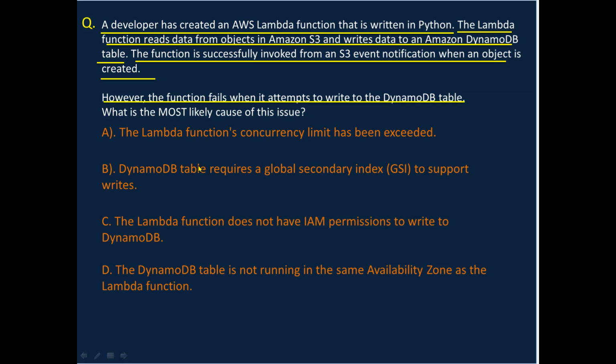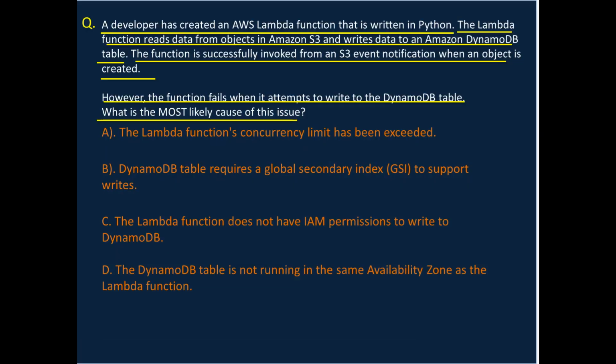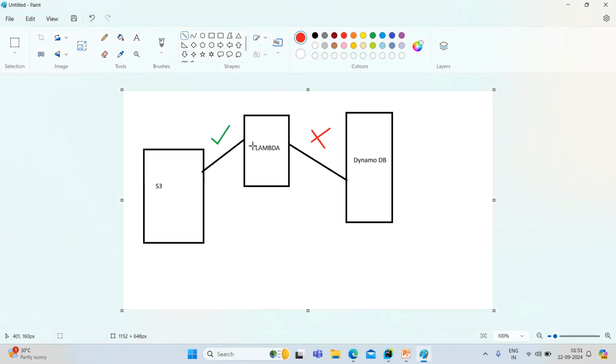However, the function fails when it attempts to write to the DynamoDB table. What is the most likely cause of this issue? So the question is saying that Lambda is not able to write to the DynamoDB table when it attempts to. I hope you understand what the question is talking about. We have a developer who has created the Lambda function. There's an S3 bucket, and as and when we put objects in the S3 bucket, it sends an invocation to Lambda, which is working all good. However, when the Lambda code is trying to write the data to DynamoDB, it is not working.